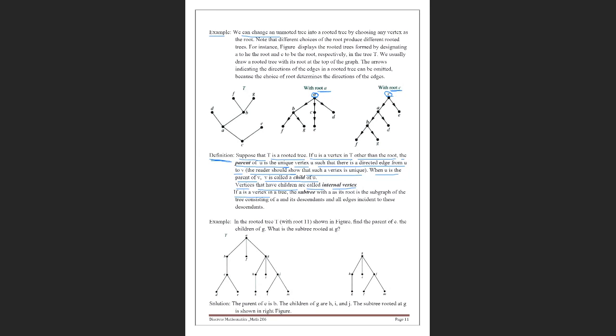If A is a vertex in a tree, the subtree with A as its root is the subgraph of the tree consisting of A and its descendants and all edges incident to these descendants. Okay, so don't get confused by this big definition. You see the example and then you will understand clearly.